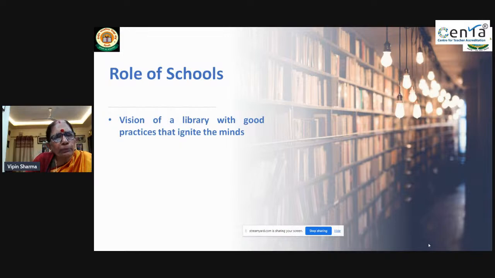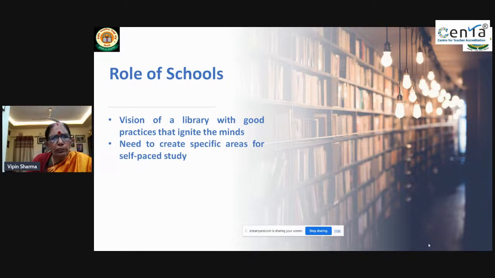Okay, vision of a library with good practices that ignites the minds. Need to create specific areas I spoke about. Maybe in your school it is not possible, but at least some place can be kept for the children. Library is the hub of knowledge. We need to take care.